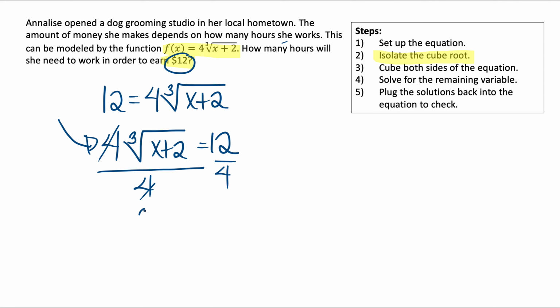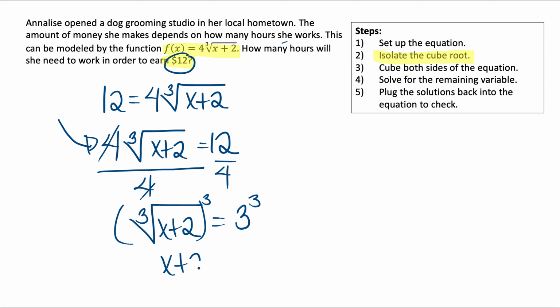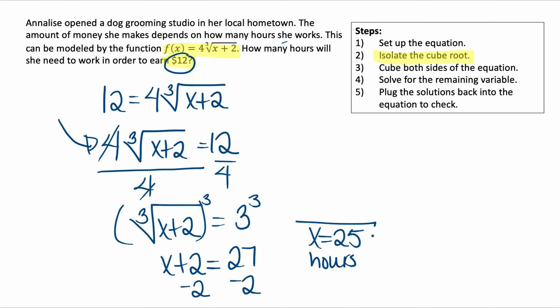When I do that, I get the cube root of x plus 2 equals 12 divided by 4, which is 3. Now I can undo that cube root by cubing both sides of my equation. I get x plus 2 equals 3 cubed, which is 27. Now all I need to do is solve for x, so I'm going to subtract 2 from both sides. I end up with x equals 25. So she needs to work 25 hours in order to earn $12.